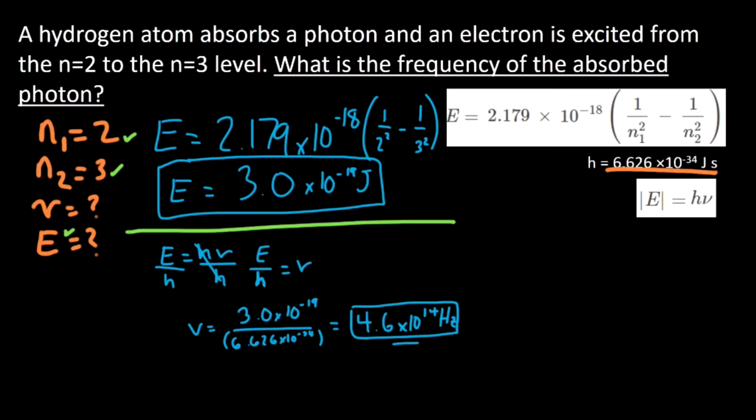Remember that hertz is how often we see a peak in light. So if this light was traveling by us, we would see 10 to the 14th peaks every single second. So that's a really high frequency.